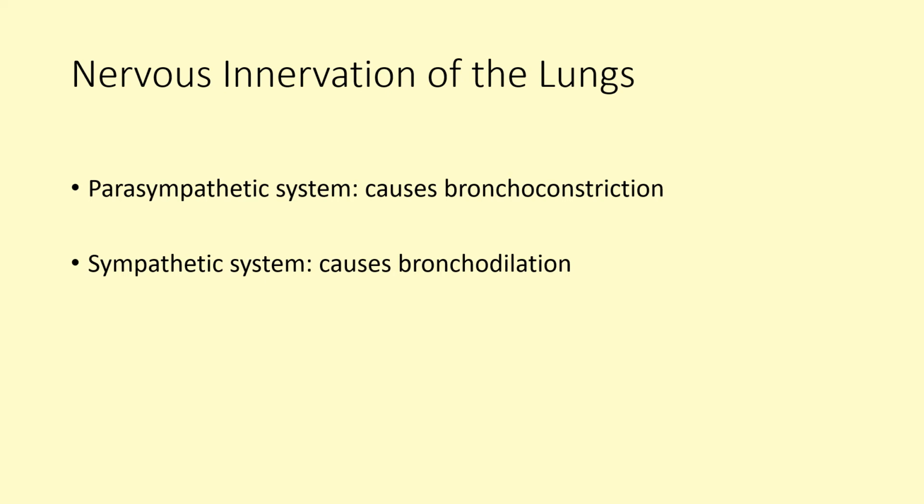In terms of the nervous system and how it's innervating the lungs, the parasympathetic division, remember that, the relaxation, causes bronchial constriction. You don't need quite as much air. Obviously you need air, but not quite as much. You're just at rest and relaxation. The sympathetic system, when it gets activated, causes bronchial dilation because you're going to increase respiration rate. You need to get more oxygen in. You need to get that CO2 out. And so the bronchioles will dilate, increasing that diameter to increase the airflow.